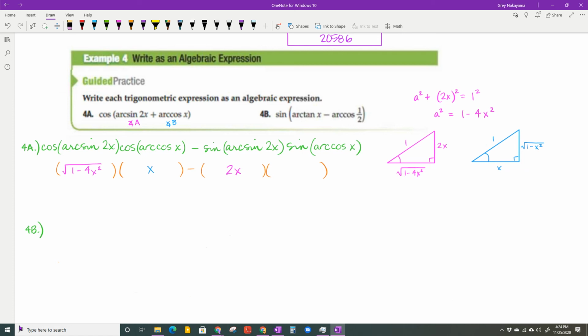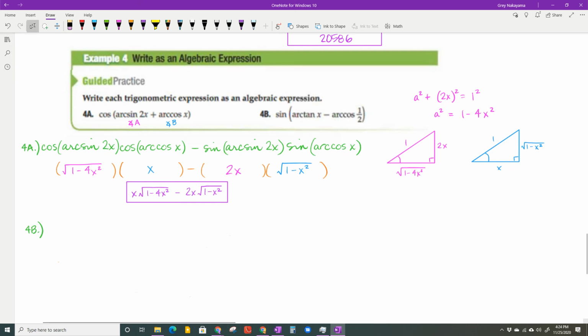So what is the sine? The last one I'm trying to figure out is what is the sine, and that's opposite over hypotenuse. So that's what we have, and we just simplify, y'all. To simplify that, you're just taking the parentheses out, and if it's not under the radical, we write it in front. So simplified, my answer looks like this: x times the square root of 1 minus 4x squared, and then 2x times the quantity of 1 minus x squared under the square root.